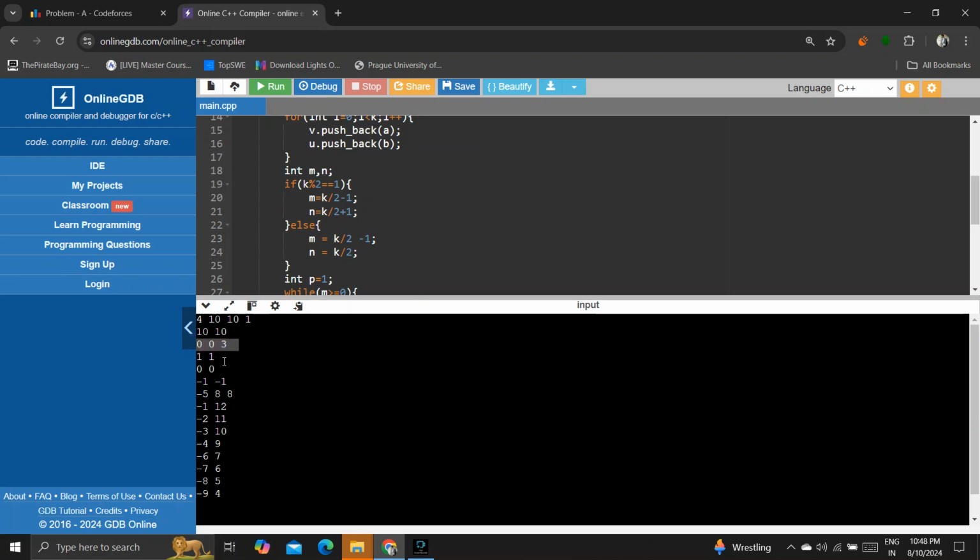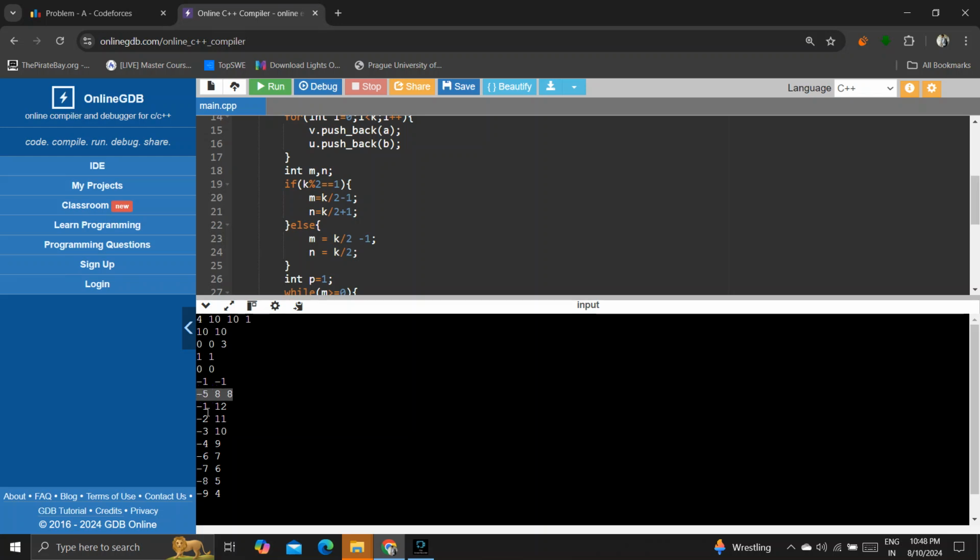Okay, so what could be our answer for 0, 0, 3? 1, 0, minus 1 for the x coordinate, and 1, 0, minus 1 for the y coordinate. Okay, so 1 plus 0 plus minus 1 would be 0. So 0 divided by 3 would be 0 only, and 1 plus 0 plus minus 1 divided by 3 would be 0 only. Okay, the third example was minus 5, 8, and 8.